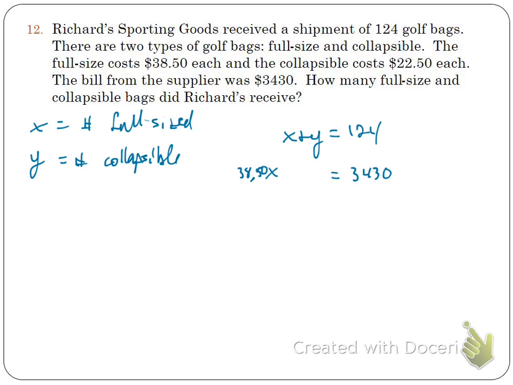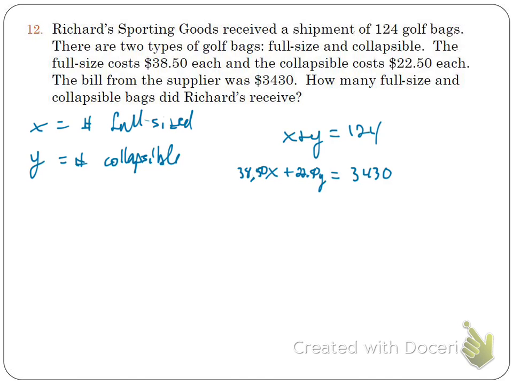And then we're going to add to that the cost of the collapsible bags, which is the number of bags, y, times the cost, which is $22.50. And now we've got these two equations that we want to work with and find a solution for. Okay?